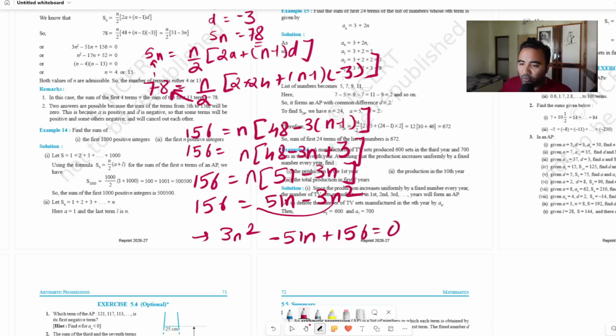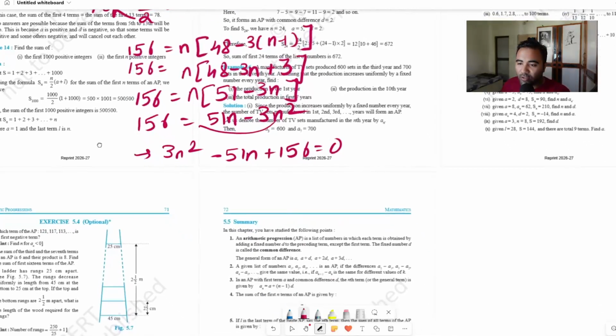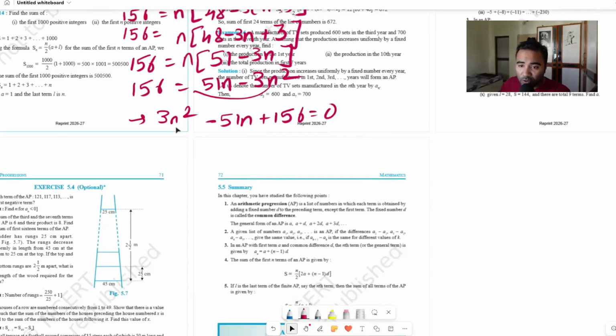Now what kind of an equation is this? Quadratic equation. We have already learned how to factorize a quadratic equation and how to calculate roots, because if you want to calculate the value of n, you'll have to calculate the roots of this quadratic equation. Now first let's take 3 as common: n square minus 17n, 3 times 17 is 51, plus, 3 times 52 is 156.